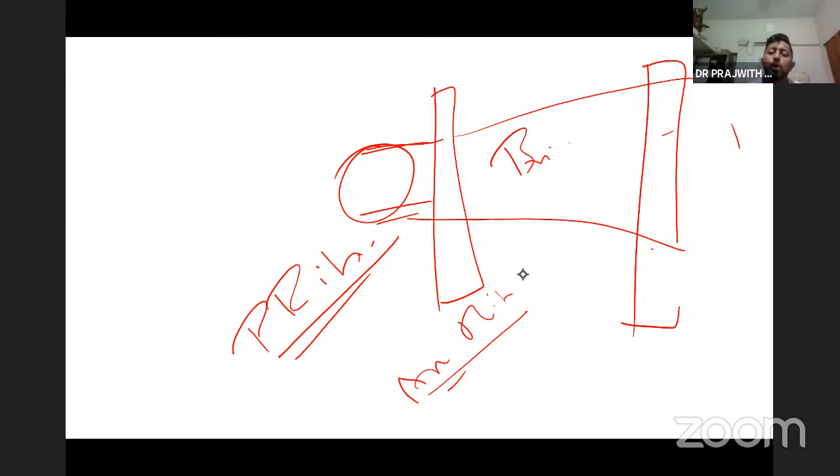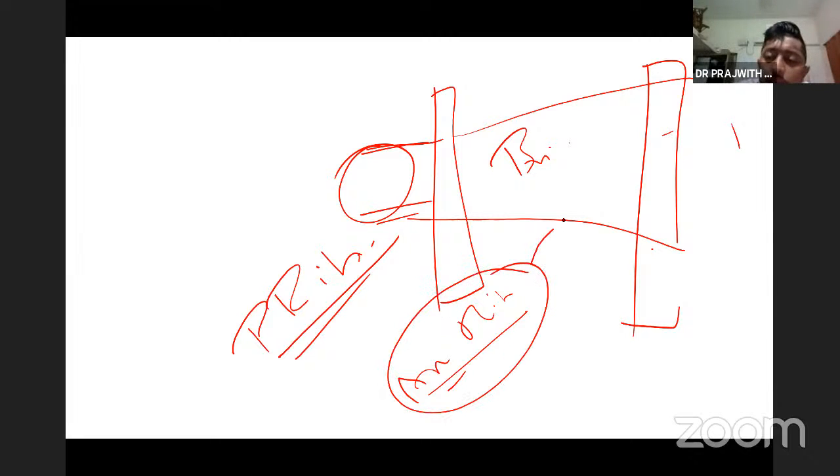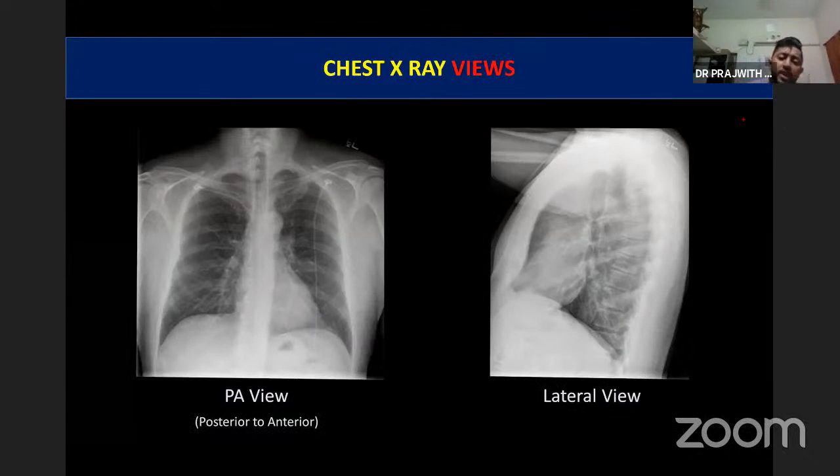So what do I do? If anything is not bright, I can keep it as close as possible to the film so that it appears brighter and sharper. So whenever I see the anterior ribs clearly, that means this image is a PA view. Why? Because the anterior rib is closer to the film, so it is clearly seen.